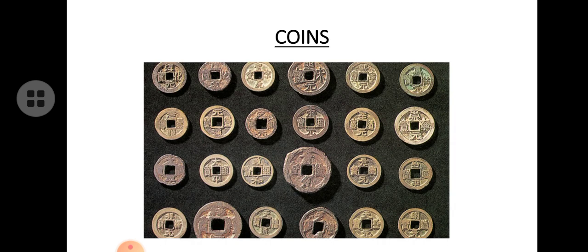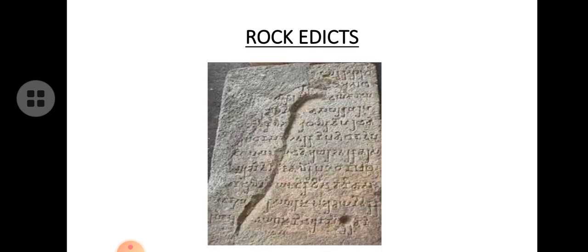And the second archaeological source is coins. Look at the picture. These are the ancient coins. Coins also give information about the ancient age. In coins there may be some pictures of historic people, or maybe some writings.